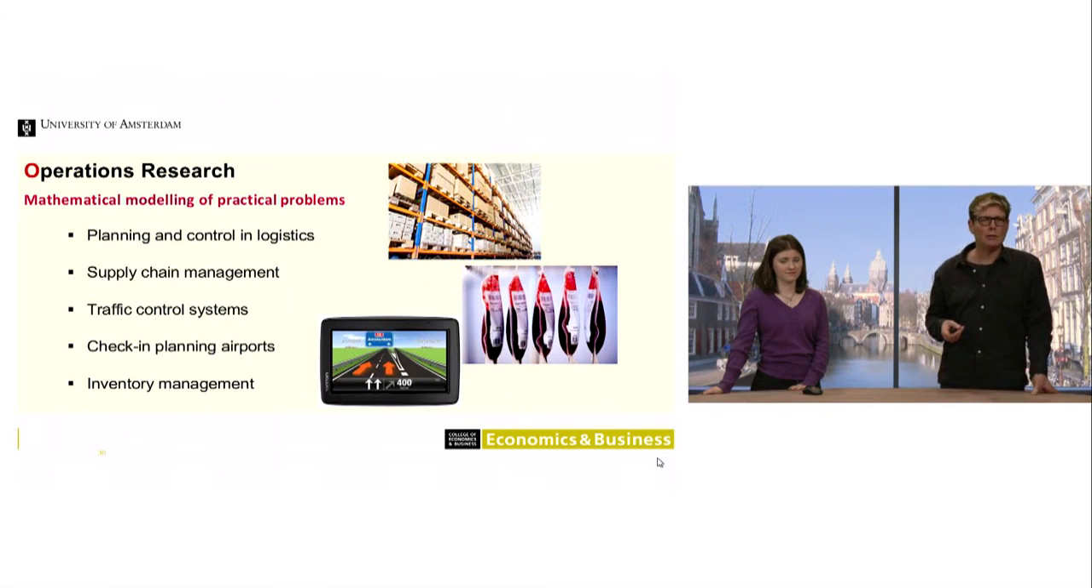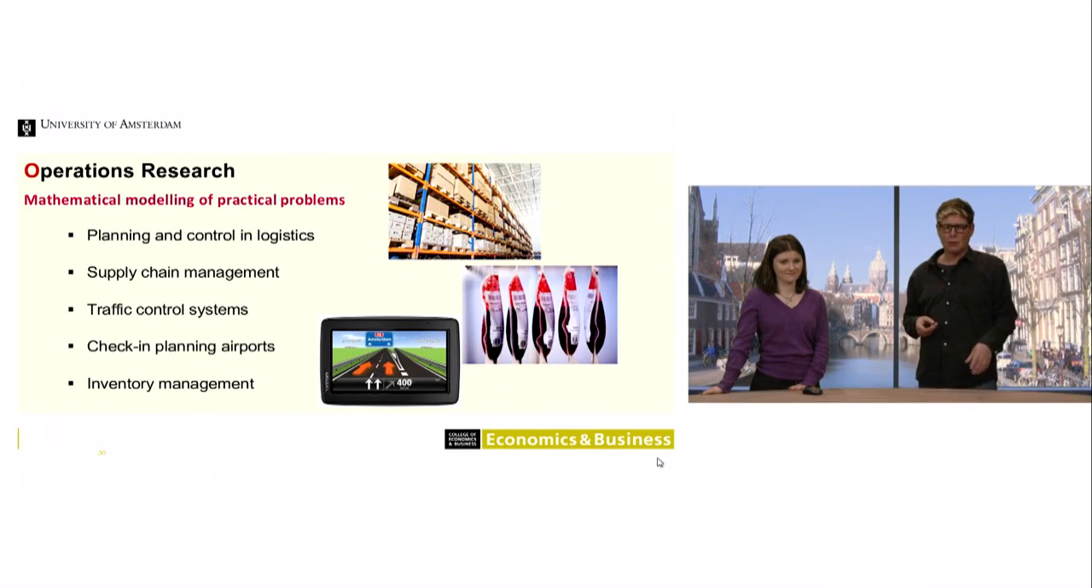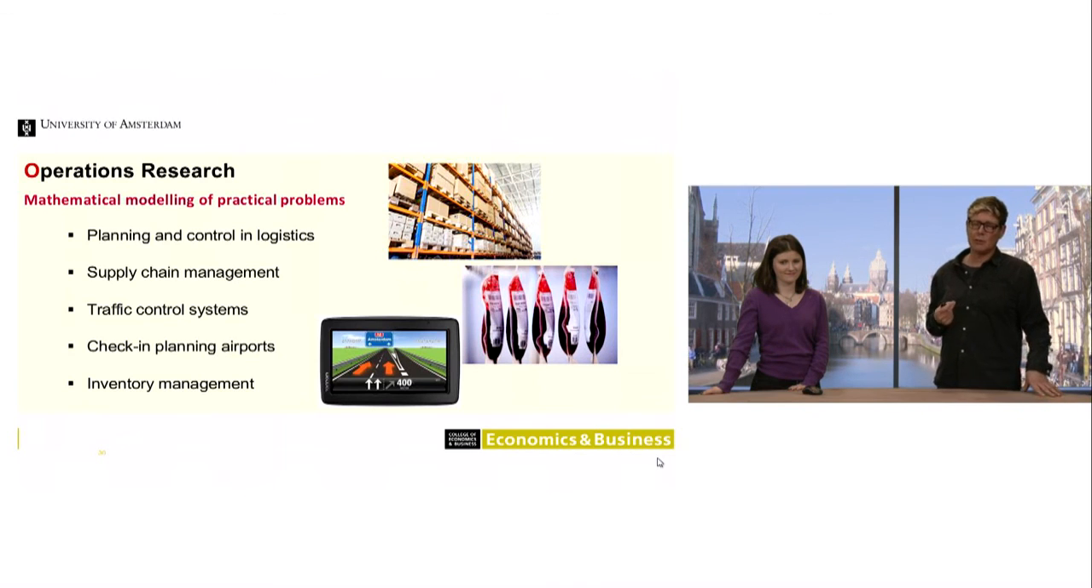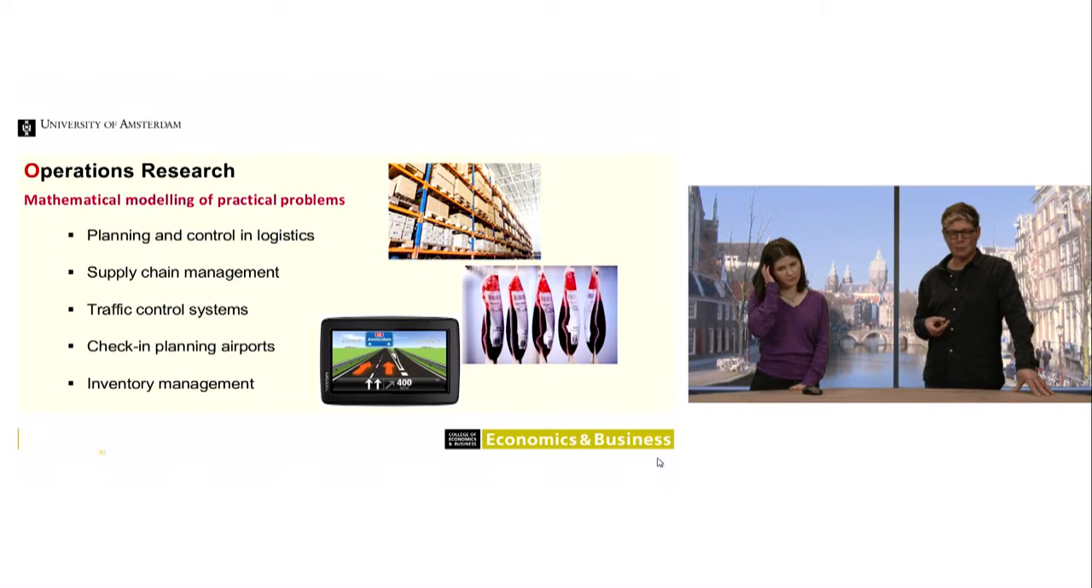I'm almost done. Here is one of the last slides: operations research. What is operations research about? It's about mathematical modeling of practical problems. These are problems in logistics, supply chain management, traffic control systems, and check-in planning at airports. Anything that has to do with planning, scheduling, etc., belongs to the field of operations research. You see a TomTom: routing your vehicle from A to B is one of the most renowned examples where operations research has played a huge role.